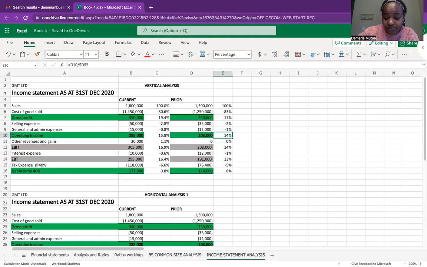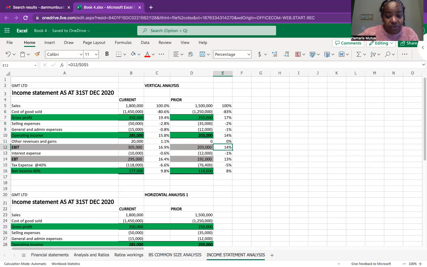Another thing you need to do is look at your expenses too. Our sales have grown, and also our selling expenses have grown. We need to know, is the growth in selling expenses attributable to the growth in sales? If not, what can we do as an organization to reduce our selling expenses, which is better for the organization? At the end of the day, we're going to be making more money, more profits.